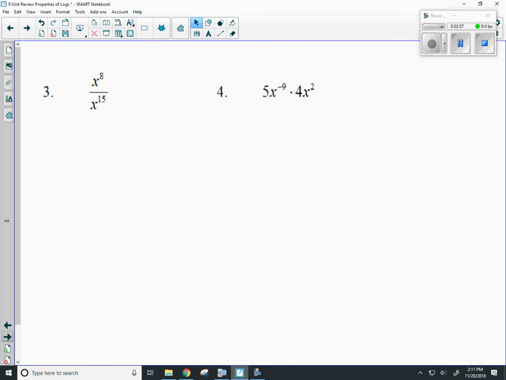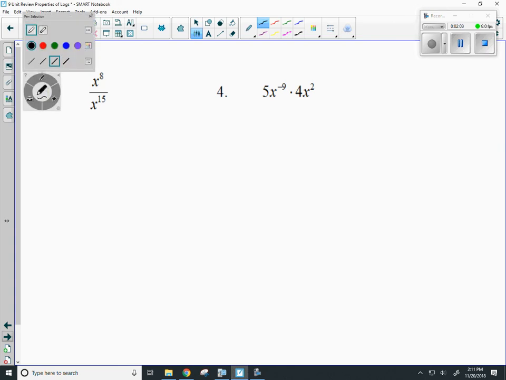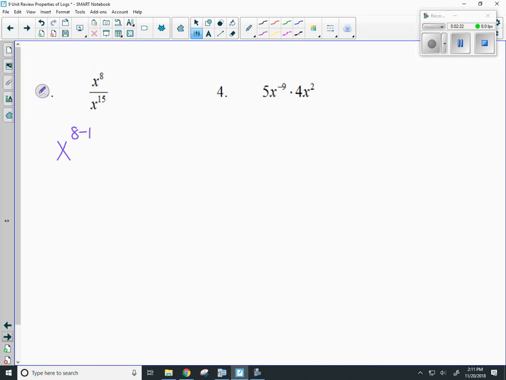So for the next one, whenever you have variables raised to an exponent and they have the same base and it's with division, what you're going to do is subtract the exponents. So technically, we'll do 8 minus 15, and what you're left with is x to the negative 7th. And just like on the last one, if we want to write it with a positive exponent, we'll take it and move it into the denominator.